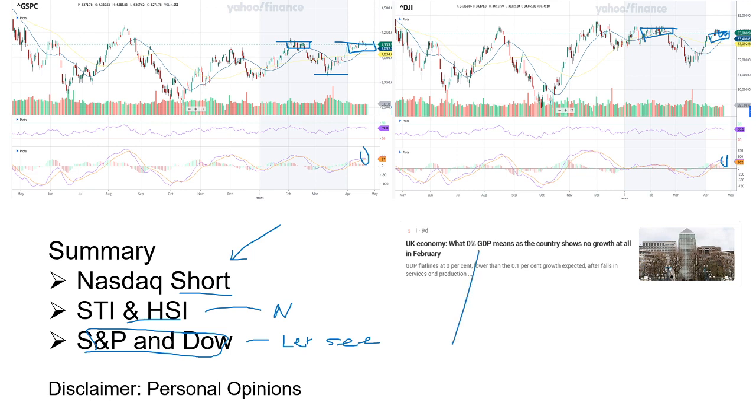Interestingly, if you look into the UK economy, they're talking about 0%. And if I'm not wrong, the UK indices and the Europe indices, in many of the countries, are near their all-time peak. So basically, the conclusion that is drawn is that this is more of a speculative wave.